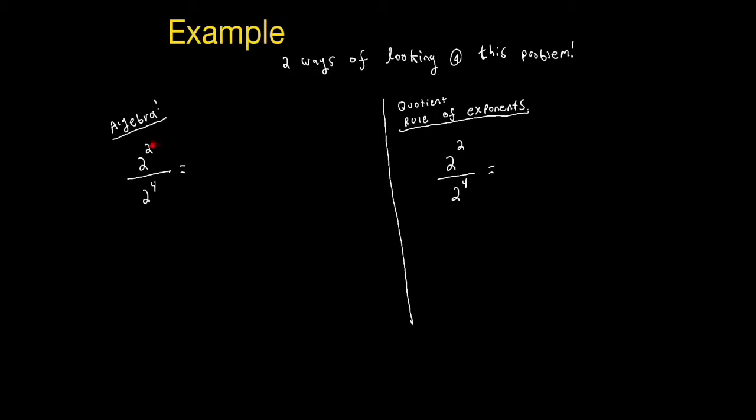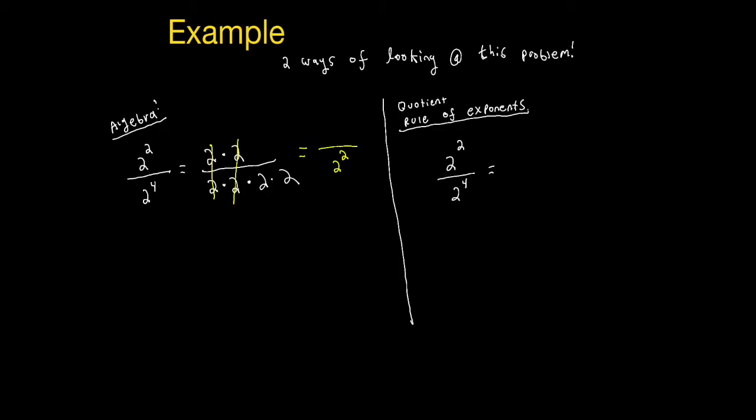So consider 2 to the second power getting divided by 2 to the fourth power. If we use algebra here, we can expand 2 to the second as just 2 times 2. And then the denominator, 2 to the fourth, that's just saying to multiply 2 by itself 4 times. Now we can cancel out common terms from the numerator and the denominator, so we can get rid of these 2's and we can get rid of these 2's. Now we're only left with 2 times 2 on the bottom, which is 2 to the second power.